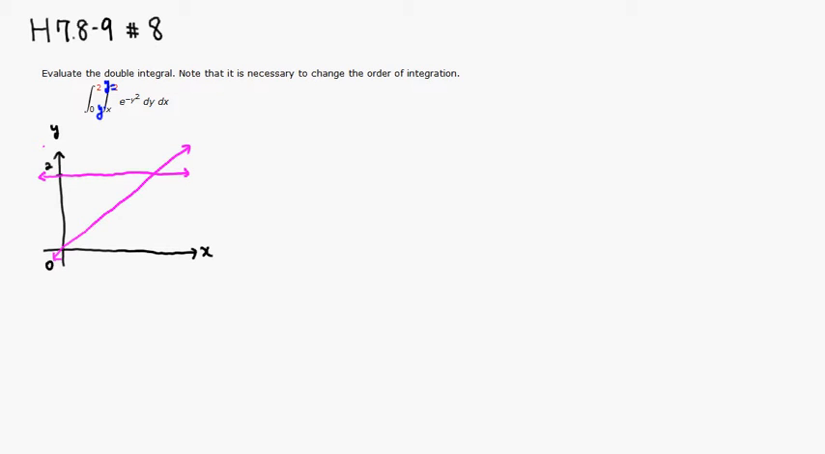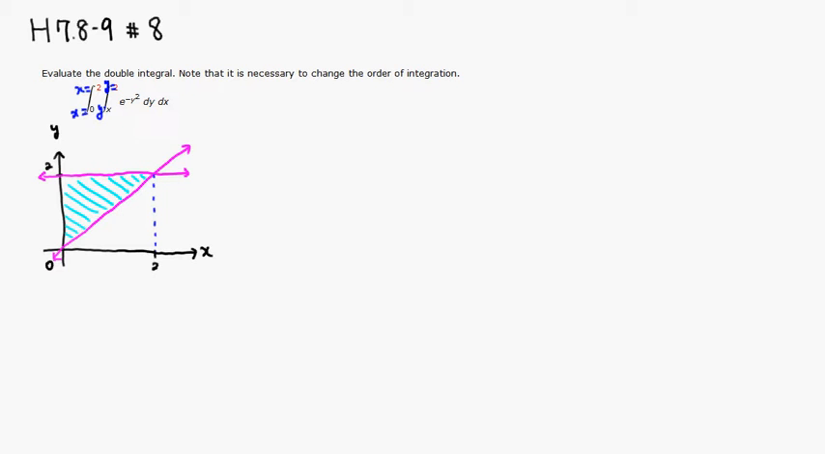Then x is going from 0 to 2. So x is 0, and I believe this is 2 right here. So the region we are looking at is this triangular region.